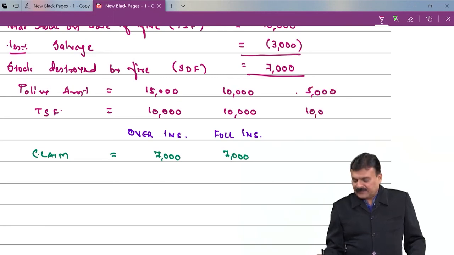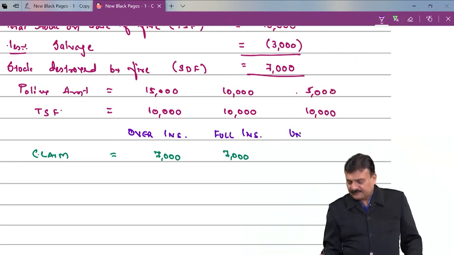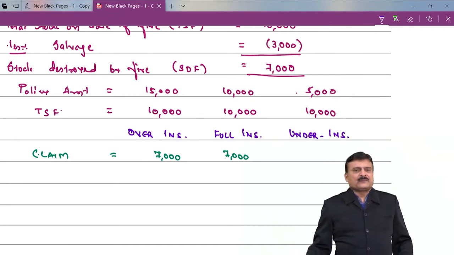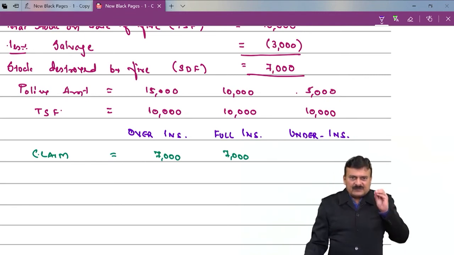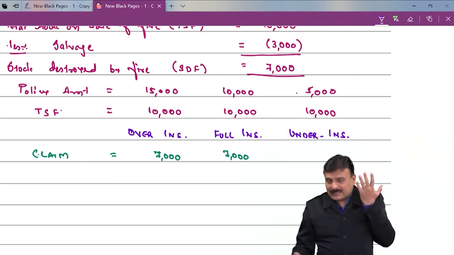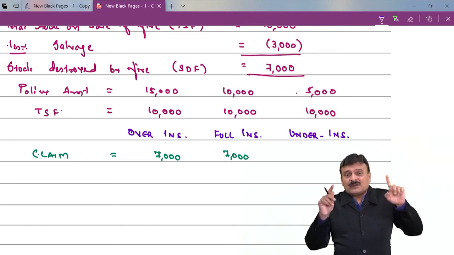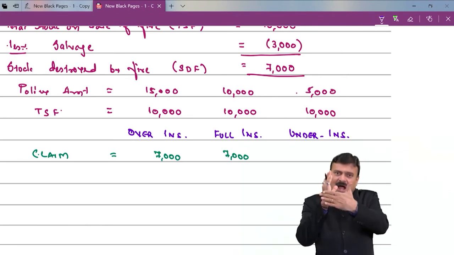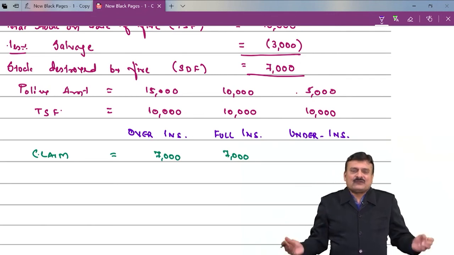Your value of asset on the date of fire? 10,000. Can I say, students, that this is a case of under insurance? In this case of under insurance, the insurance company will not give you a full claim. If you see, policy amount is 5,000, value of asset is 10,000. So can I say the policy is of half the amount? Your insurance cover is not a complete insurance cover, it is a half insurance cover. So if it is half insurance cover, the insurance company will also give you half the amount.